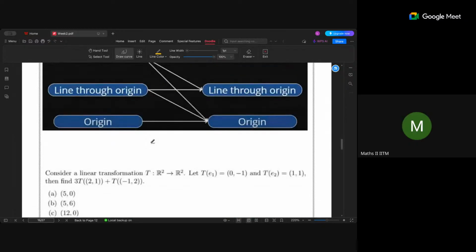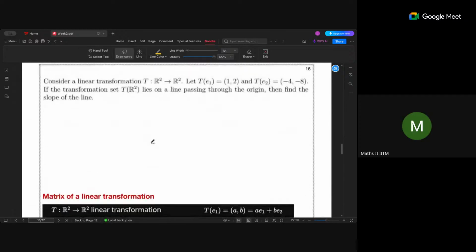So I have added an example here; there should be at least one example. Maybe for this example, can you find what is T of V in general? You are given what is T of E1 and what is T of E2. How do we find T of x comma y for this problem? What are the steps, if you remember? The first step is, how do you write x comma y as a linear combination of E1 and E2? It is xE1 plus yE2.